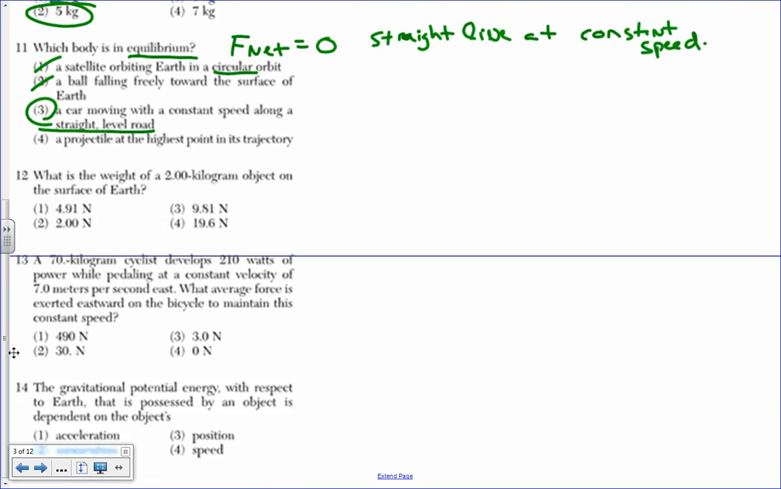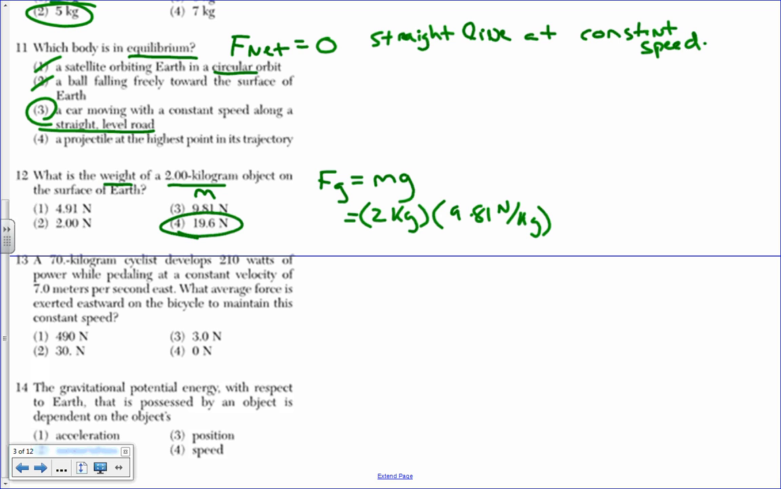If we're trying to find the weight of an object that has a mass of 2 kilograms on the surface of the Earth, that's the force of gravity. And we know that Fg equals mg. So we have 2 kilograms times 9.81 newtons per kilogram. So that gets us our 19.62 newtons. So choice 4.